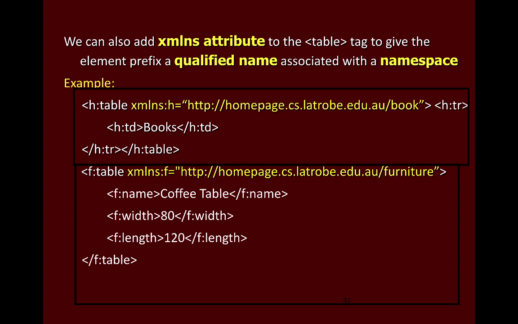Right? How do you ensure that these prefixes are done in a standard way, to ensure that the H and F that you use as prefixes are not just arbitrary? Well, what you can do is these H and F are actually short forms for the name of a namespace. So if you look at the first example here, you have H, which is a short form for that particular URL, homepage.cs.latrobe.edu.au/book, and F is actually a short form for homepage.cs.latrobe.edu.au/furniture. Right? So you have two different namespaces here, and although it looks like URL, these are not URLs.